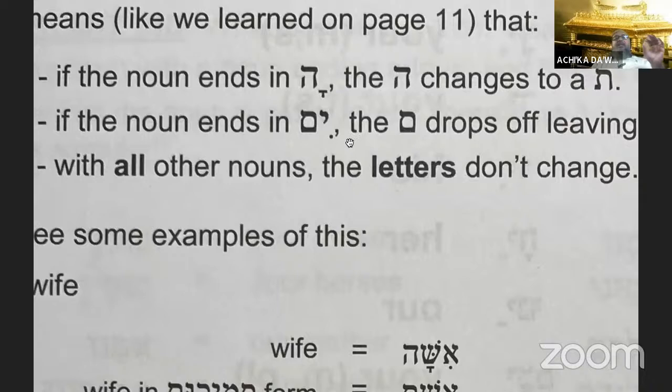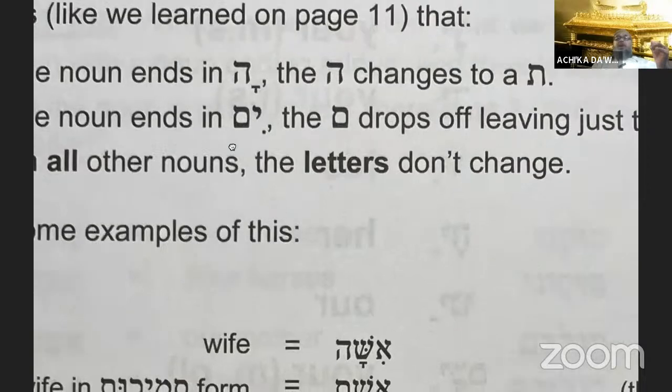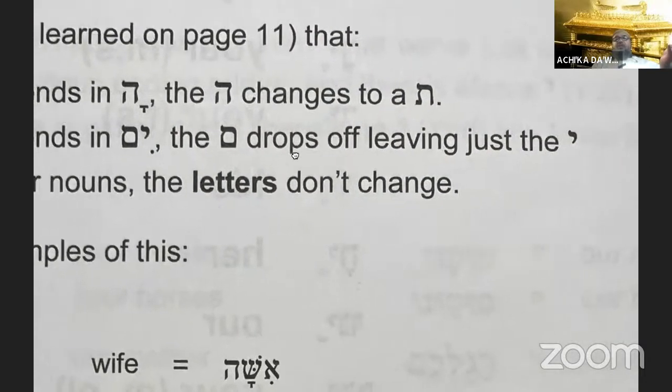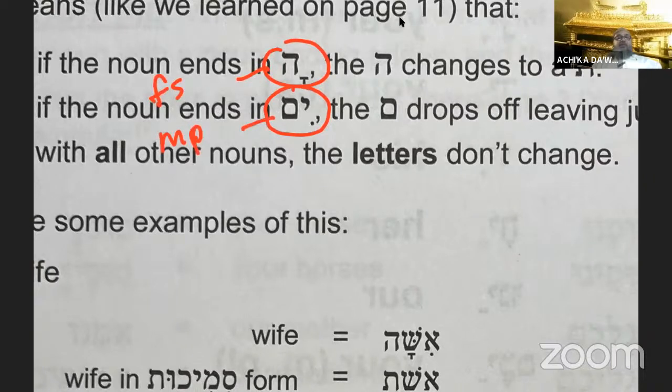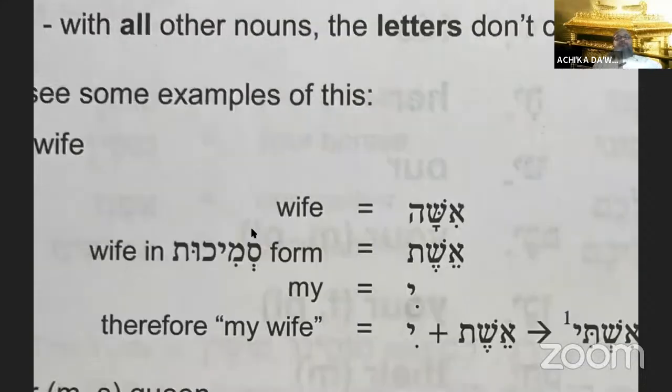If the noun ends in an "im," which is a plural for masculine, the mem is going to drop off and it's going to leave us with just a yod. With all other nouns, the letters don't change. So the rule has to do with an a and an im. It has to do with the female, and it has to do with the male, masculine, plural. So this is female, singular, and the masculine, plural. For whatever reason, I don't know, but they just tell you that this is the rule, and it's something we have to follow. Here are the examples.